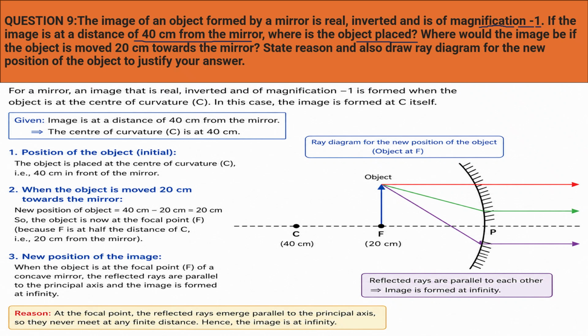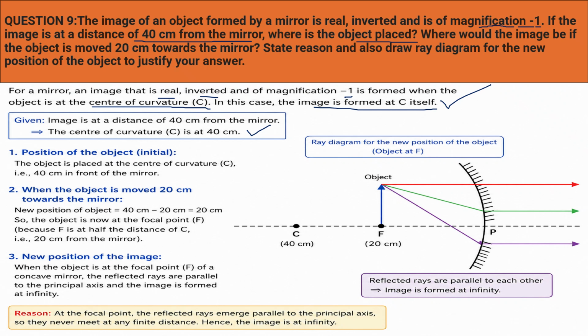I'll quickly explain it with the graph and the steps you have to use. Now see this. For a mirror, an image that is real, inverted and of magnification -1 is formed when the object is at the center of curvature. In this case, the image is formed at C itself. So all the rules and steps you need to understand where the image is formed. The image is at a distance of 40 centimeter from the mirror, which is given, so the center of curvature is at 40 centimeter. Hope this point is clear to you.